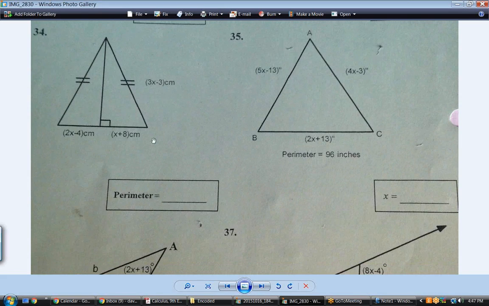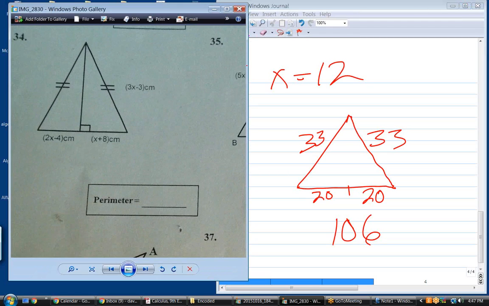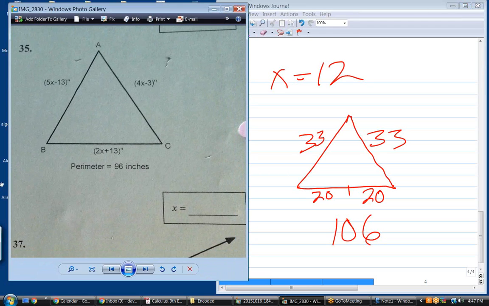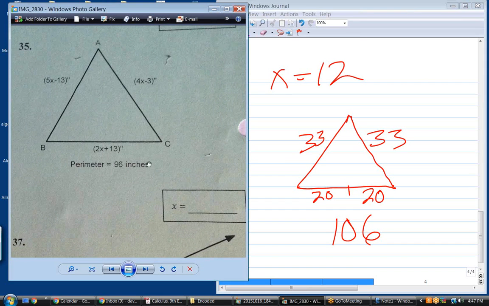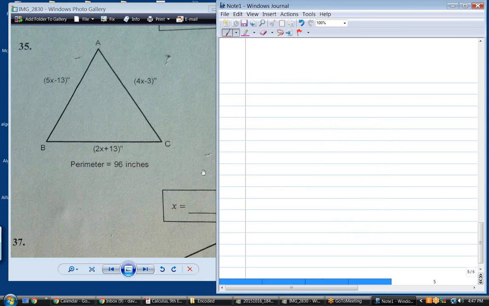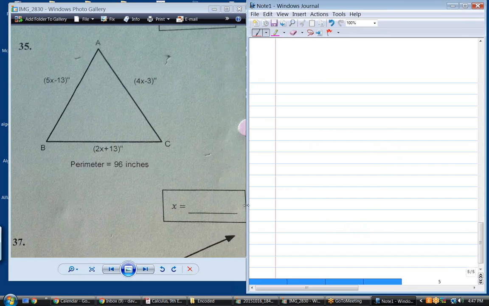Okay, let's look at 35. Hold on. Now 35 is another one where they give us the perimeter and they want us to solve for x again. So the name of the game is what kind of an equation can we write? Well, this looks like an equilateral triangle. No. It looks like one, but they don't tell you that it is, and you can't assume it, if they don't put a hash mark or at least tell you that it's equilateral.